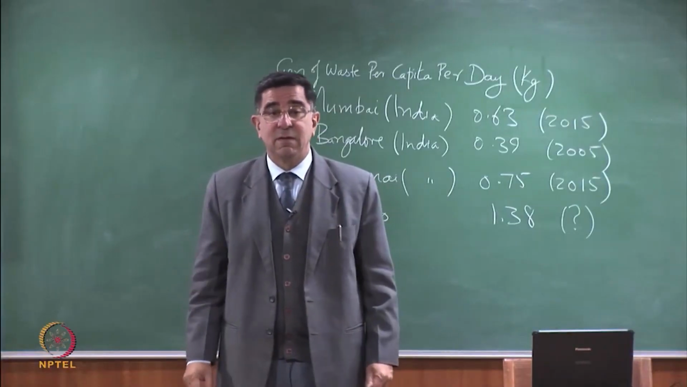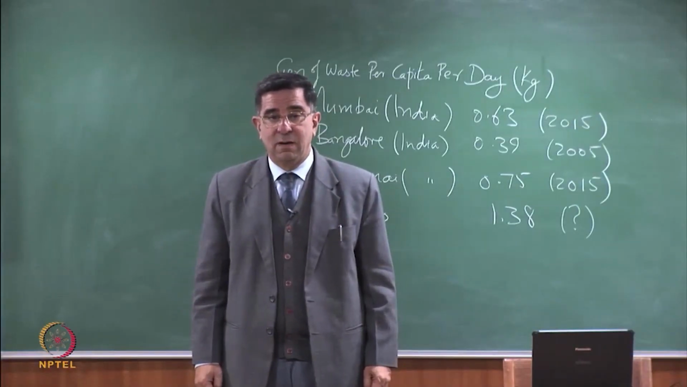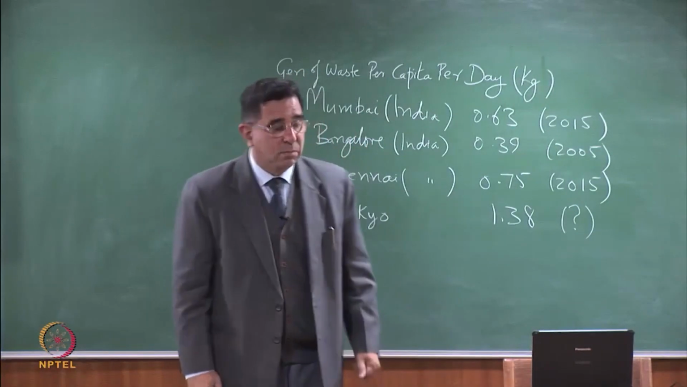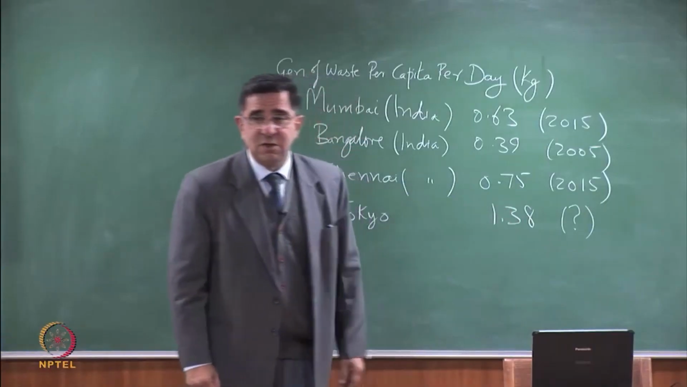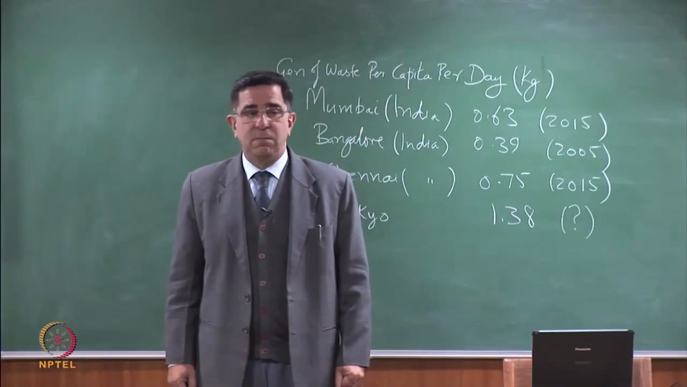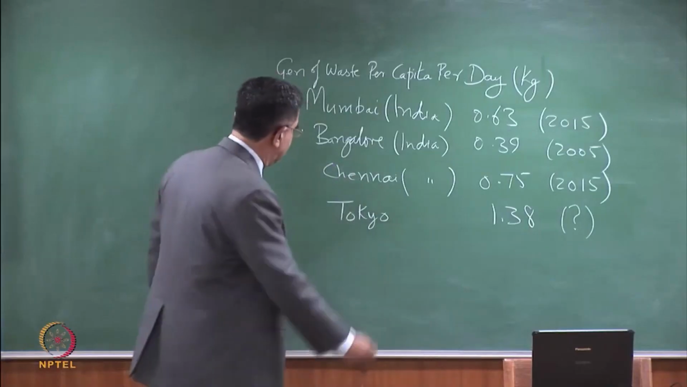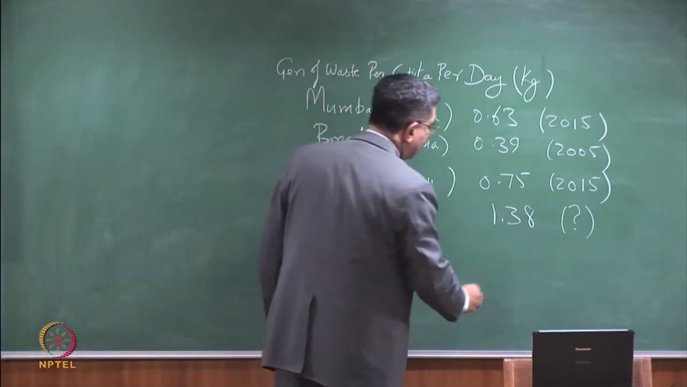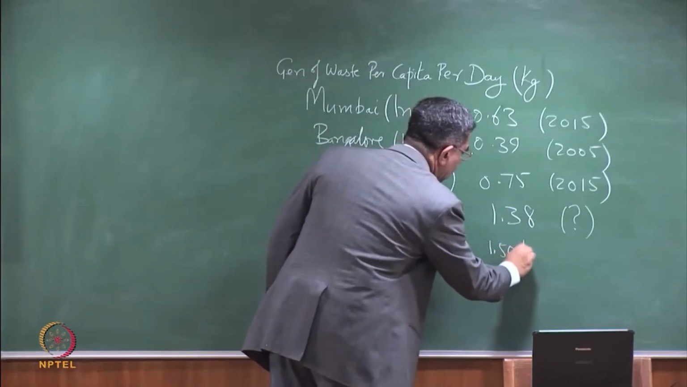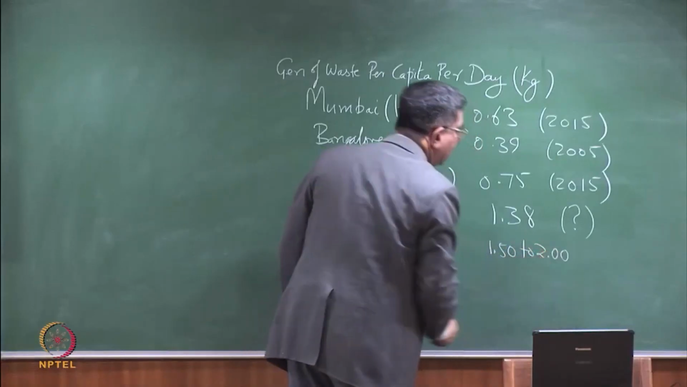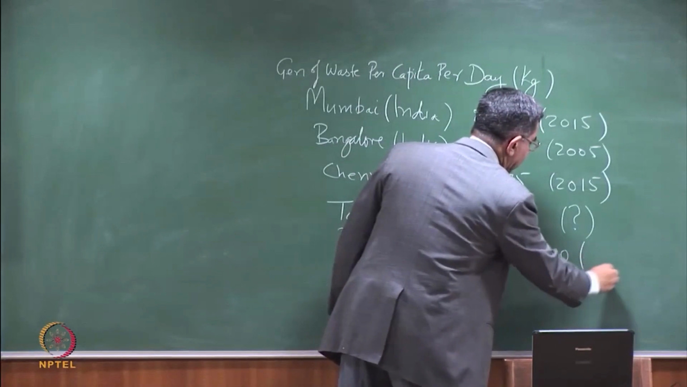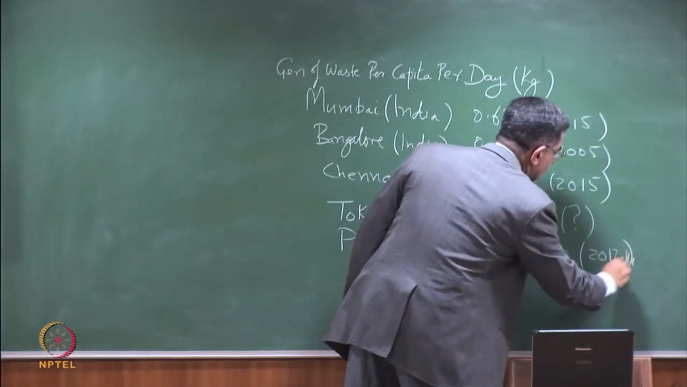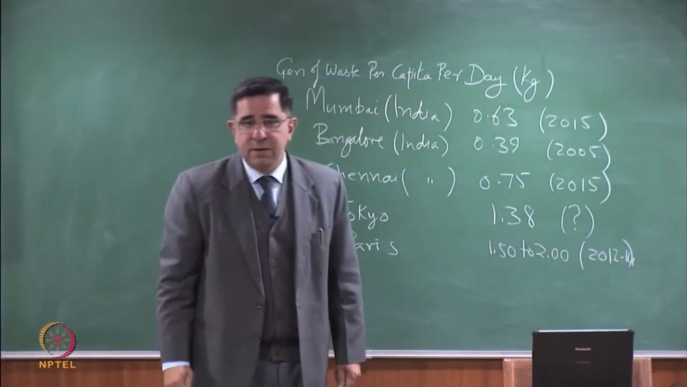Anybody else? 1.24 in 2011 in Tokyo. So that's fine. So we are reconfirming 1.27 in 2011. So it seems to be recent. Any other major city in Europe or Paris? Okay. 1.50 to 2.00. You have the year? This is 2012, 14, sir, all the data combined in the range. 2012 to 14. Okay. Anybody in America?